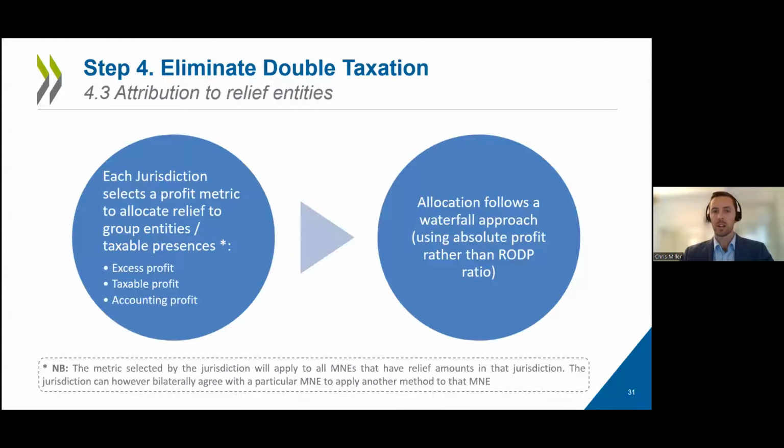I would just mention one final point, the last bullet in the note at the bottom here, that the last sentence therein, that the jurisdiction can bilaterally agree with a particular M&E to apply another method to that M&E, so that the jurisdiction and the M&E are free to agree, if it's in the best interests of both parties in a particular given scenario, to apply a different basis. And with that, that's your briefing on EODT, and I'll hand it to Laurent. Thanks very much.